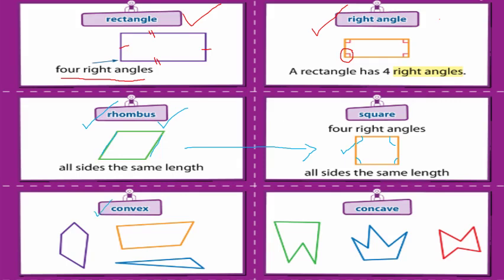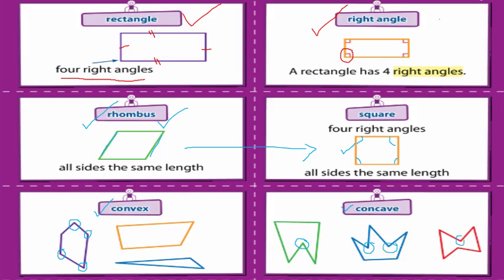Okay, then we have a new term, convex. What is it? Convex. Now what is convex? Where all the angles are pointing outwards. And concave is the opposite of that. It has one or more angles pointing inward.